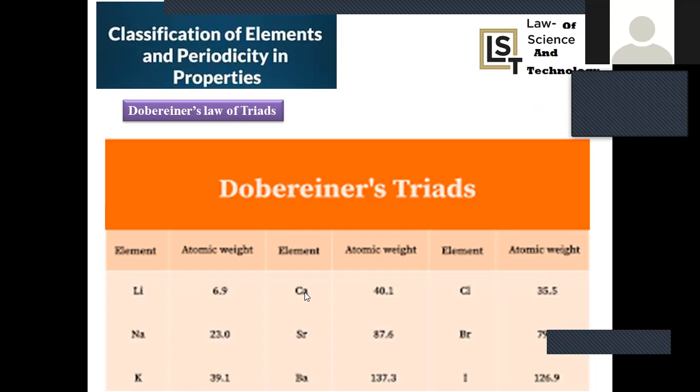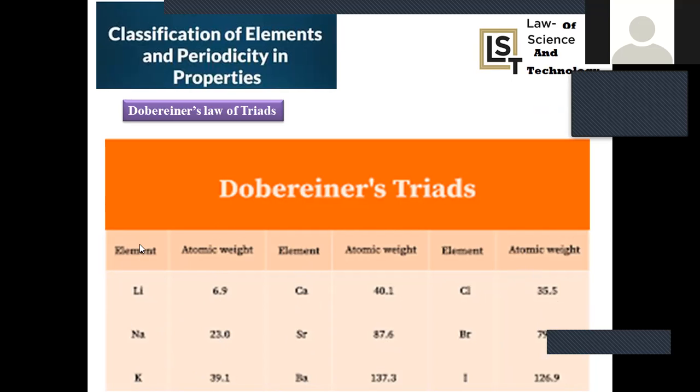Another triad is calcium, strontium, barium. These three elements are said to be a triad, a bunch of elements. Calcium with 40.1, strontium with 87.6, barium with 137.3. Chlorine with 35.5, bromine with 79.9, iodine with 126.9. So these are the atomic weights. Based on their atomic weight, their properties are regulated. That kind of relation was given by the Dobereiner triad.